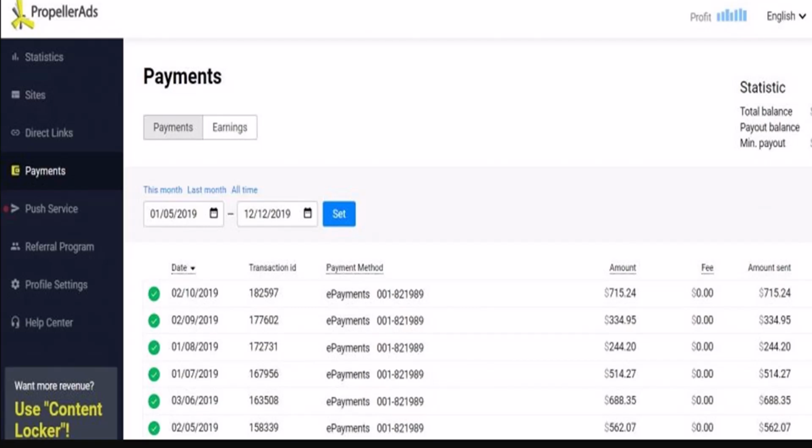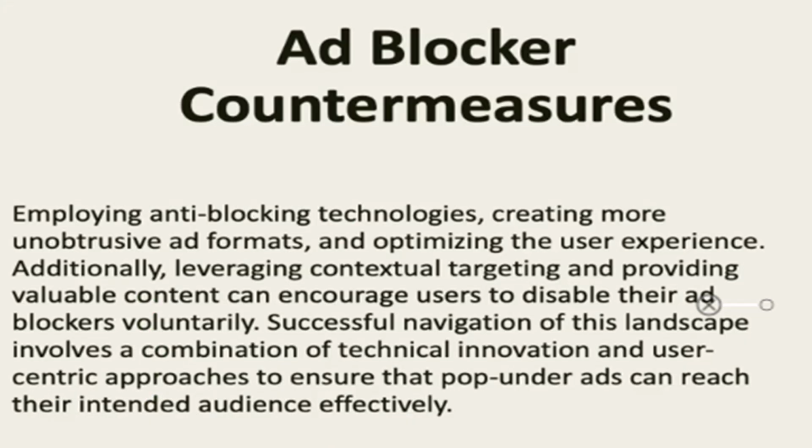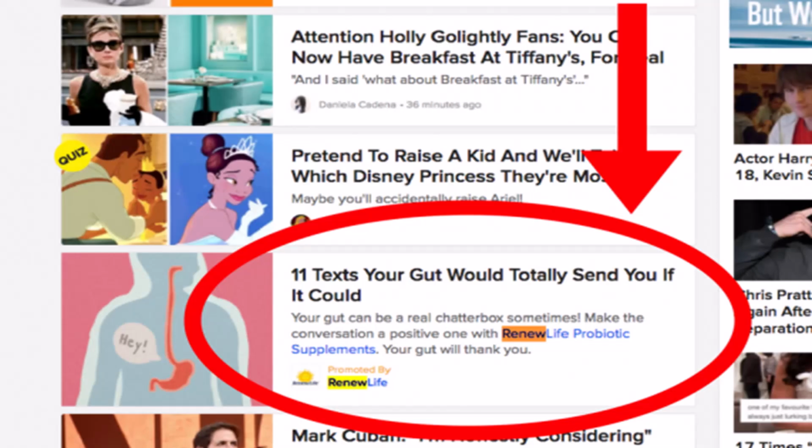Ad blockers are a reality in today's digital landscape, but there are solutions to overcome them. One strategy is to offer value to your users, perhaps by asking them to disable their ad blocker in exchange for a free ebook or exclusive content. Finally, focusing on native ads or pop-unders can be effective, as they are generally less likely to be blocked due to their less intrusive nature.